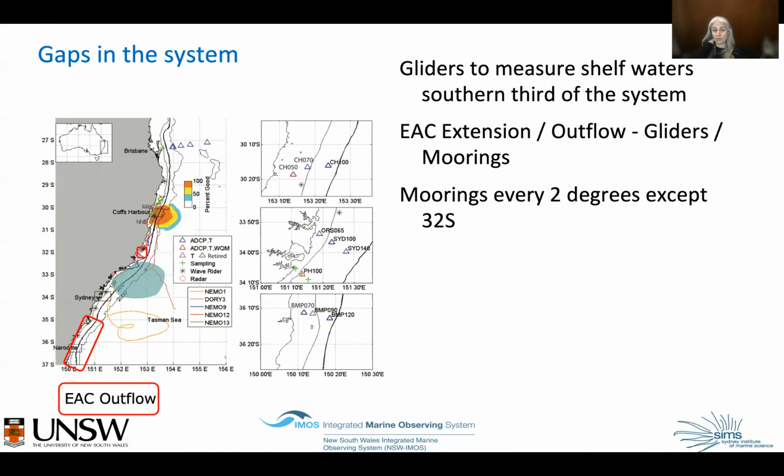This is the EAC separation region. It's highly dynamic and it's a little more challenging to measure, which is why it wasn't instrumented in the first place.